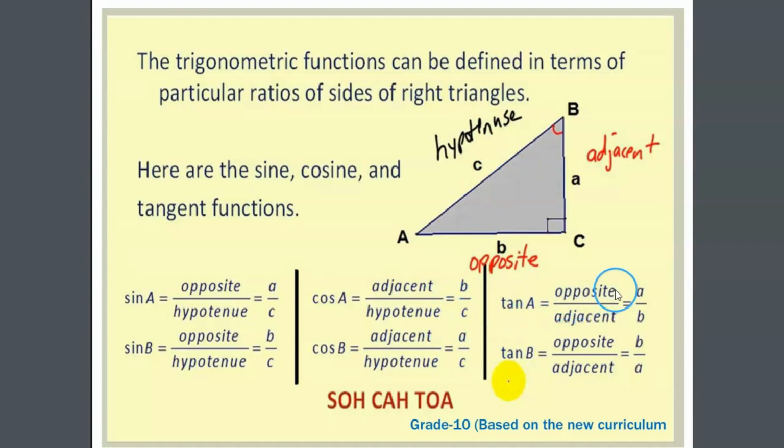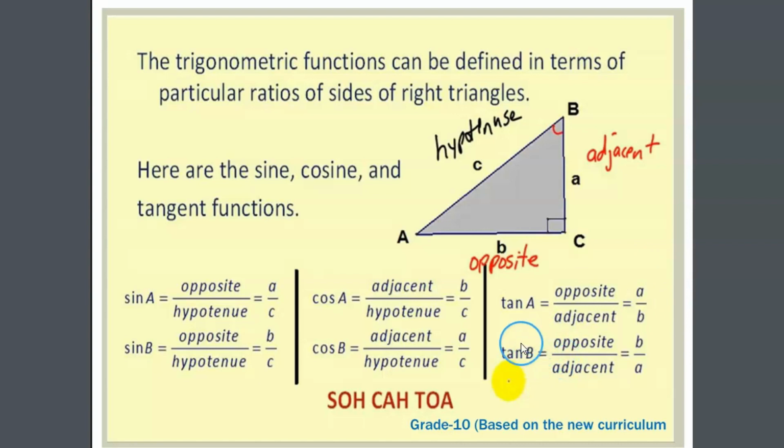How do we find the tan value of an angle? Tan of an angle can be found by dividing the opposite side of the given angle by what? By its adjacent side. So tan of angle A: what is the opposite side of this angle? The one in front, a, over the adjacent side, b. Opposite over adjacent, which is a over b.